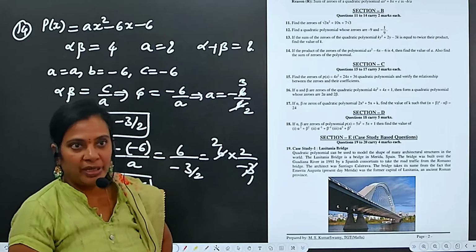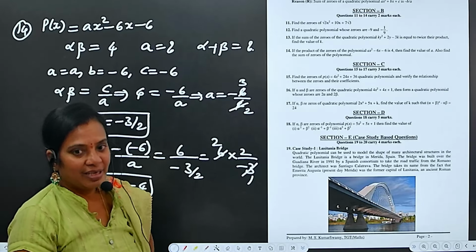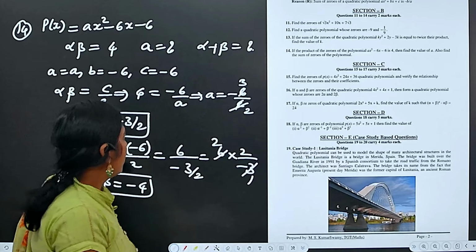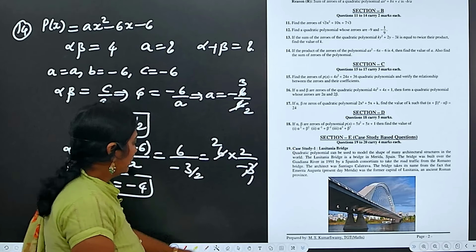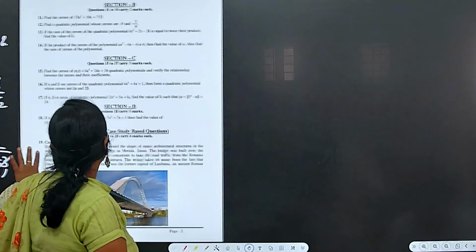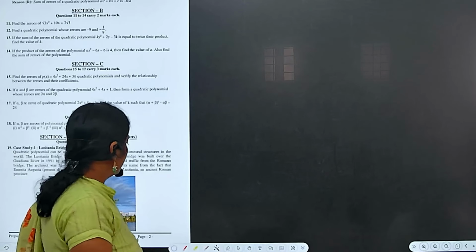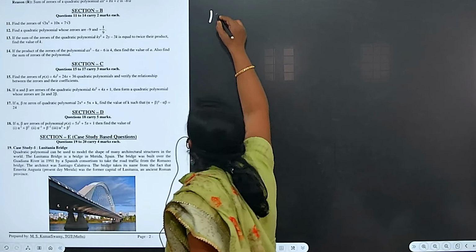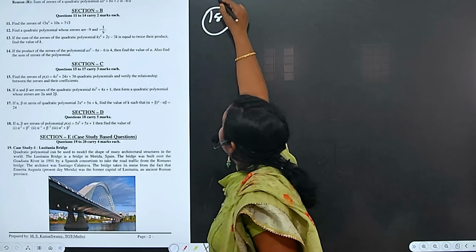Okay, section B is over. Section C. Fifteenth question. How many marks? 3 marks.